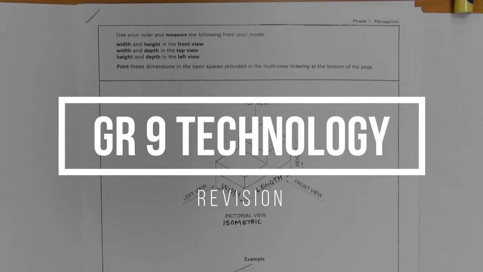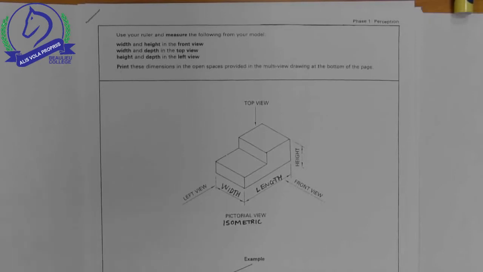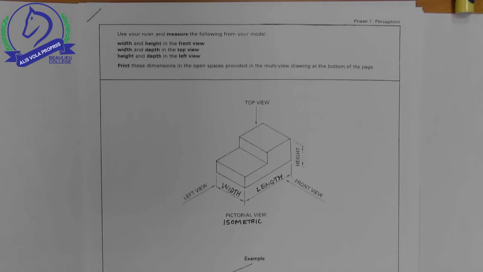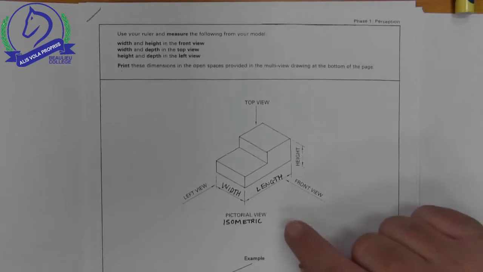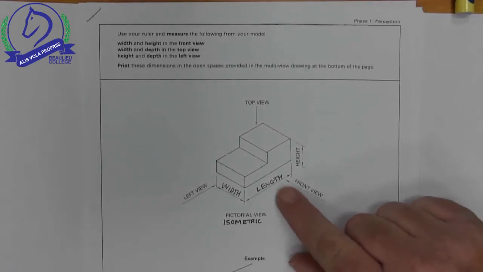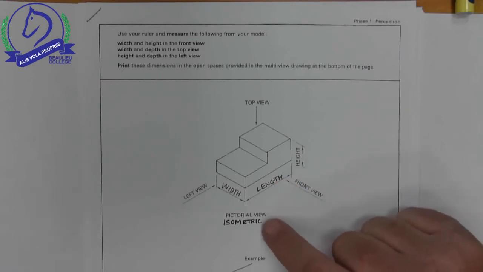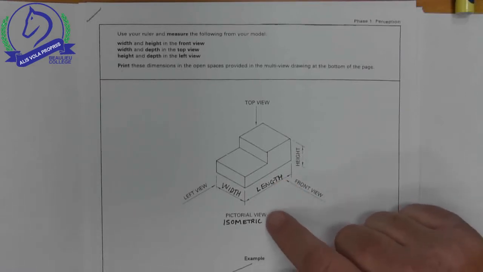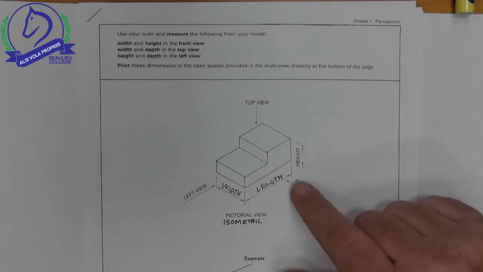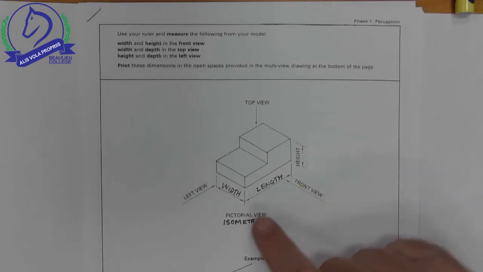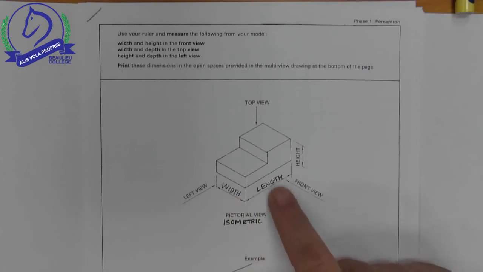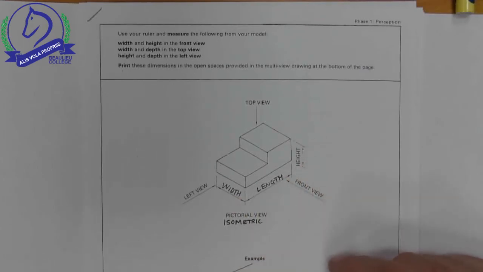Hello grade 9s. I'm just recapping the first angle orthographic projection that will be coming up in your cycle test. What we need to remember is this is graphic communication, and in particular you are being given an isometric drawing, which is a pictorial drawing, meaning that we can see all the three dimensions in one view: the width dimension, the length dimension, and the height dimension.